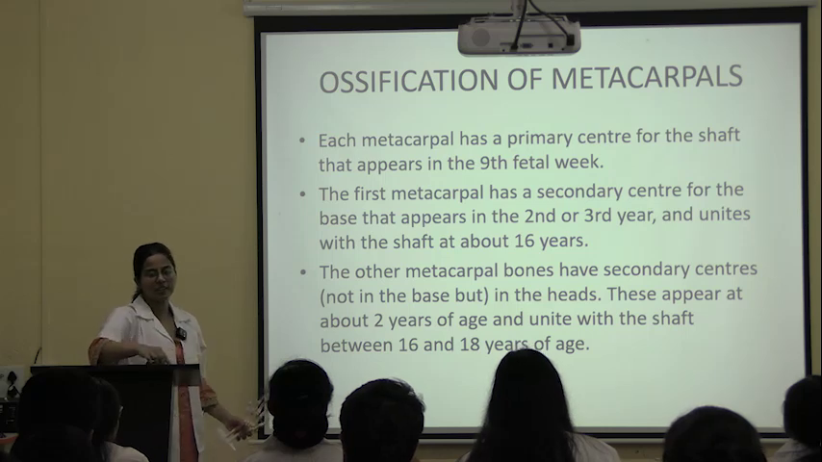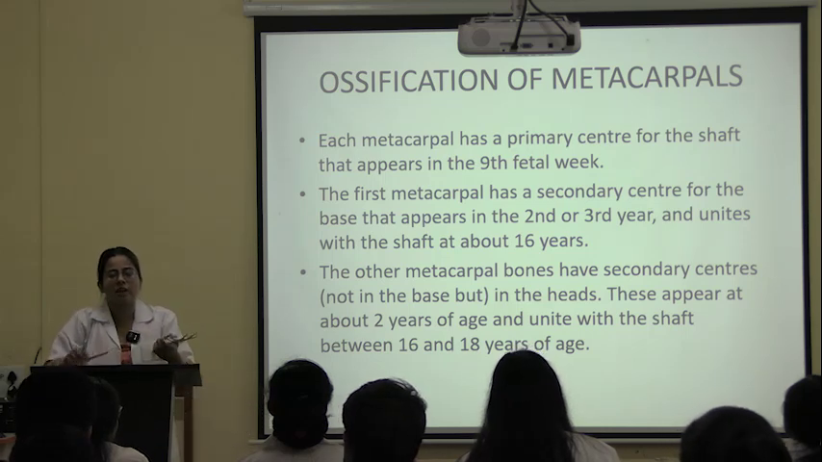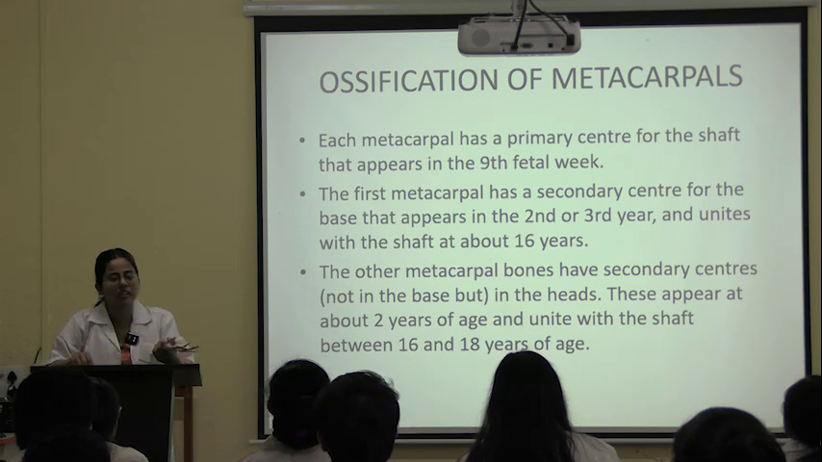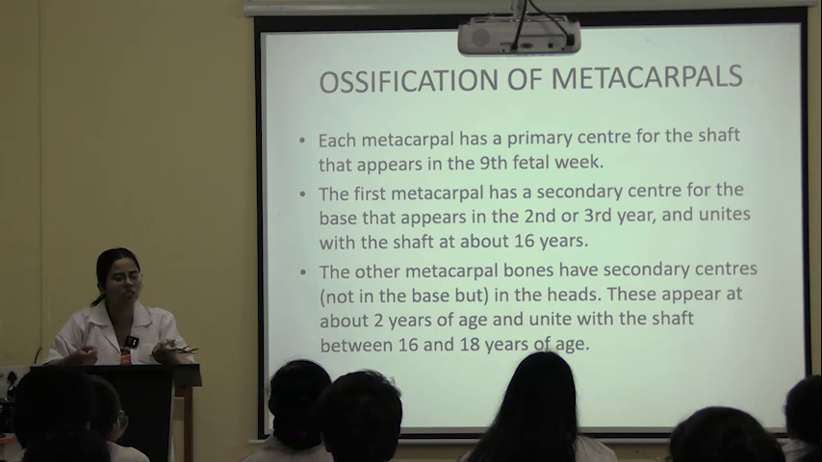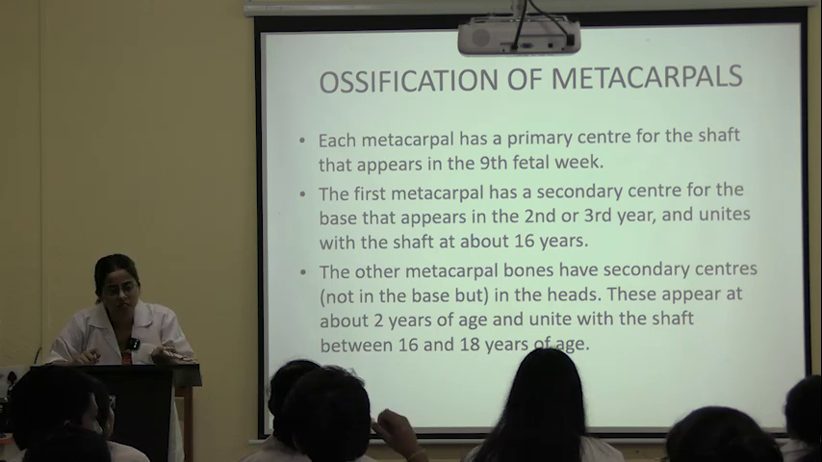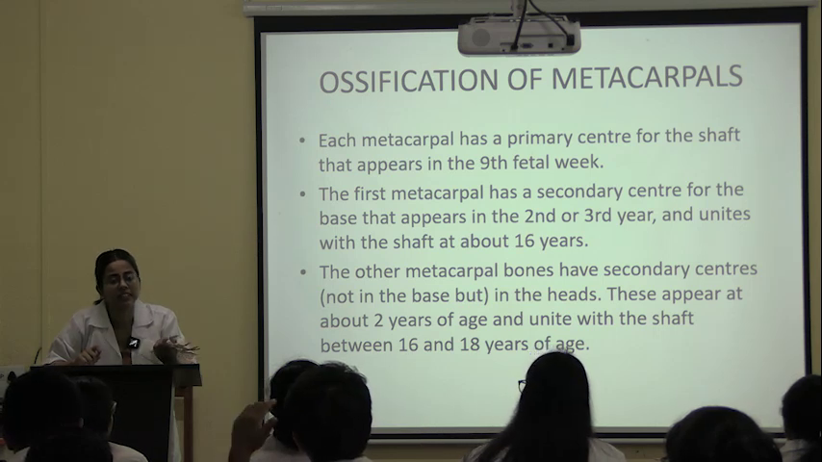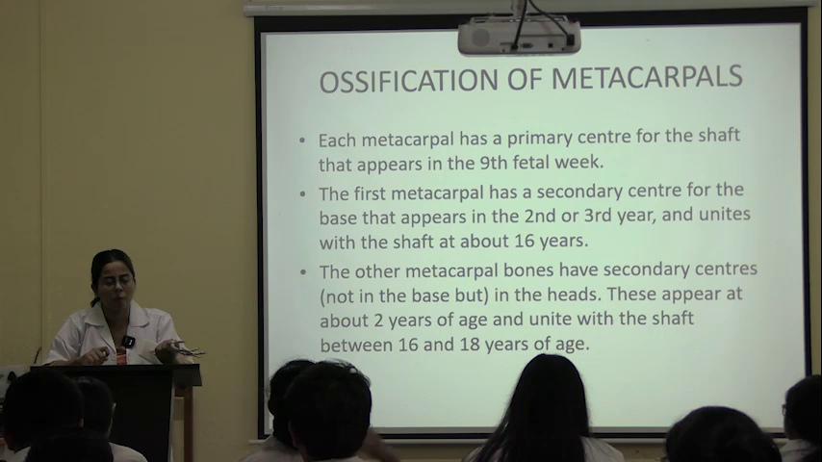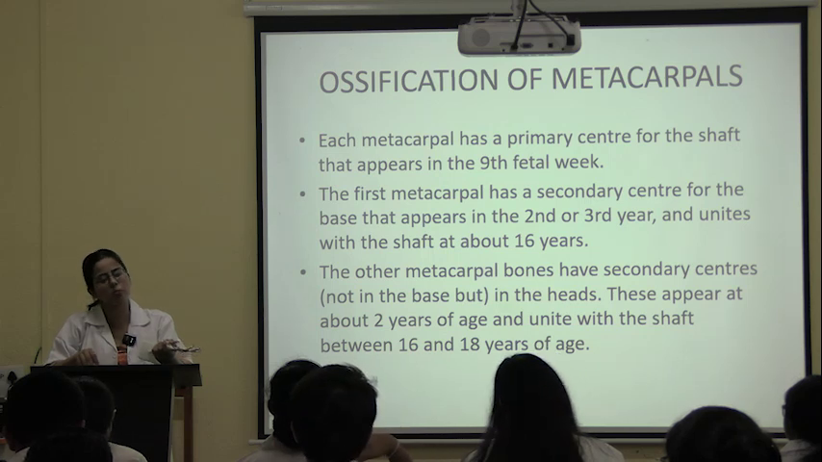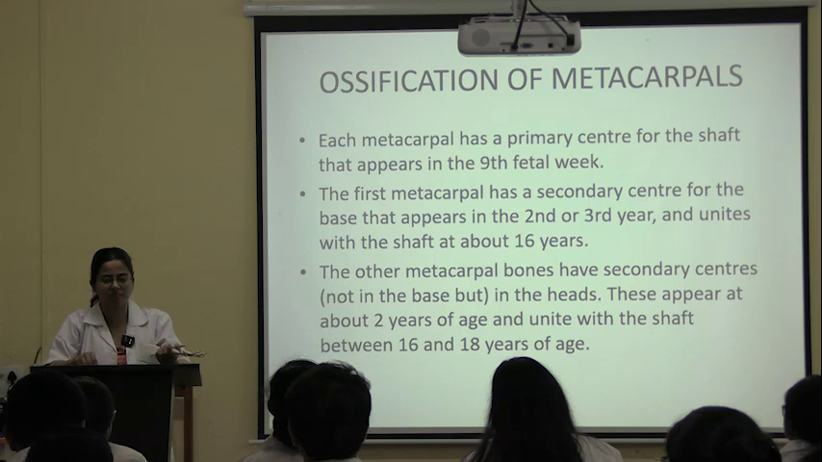Now ossification of metacarpal bone. So do you know what is primary ossification center, what is secondary ossification center? Anyone? Can you explain? From the primary ossification, the main part of the bone develops, the shaft. Primary is prenatal. The secondary ossification center generally gives rise to the ends of the bone. And it's postnatal.